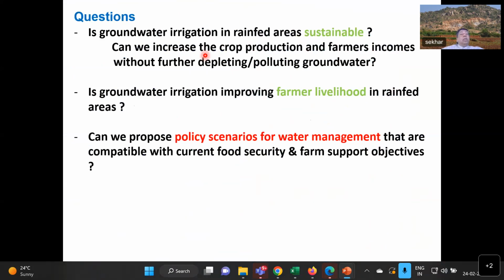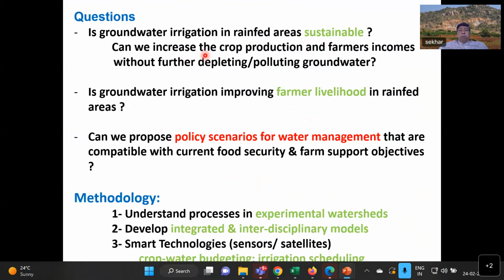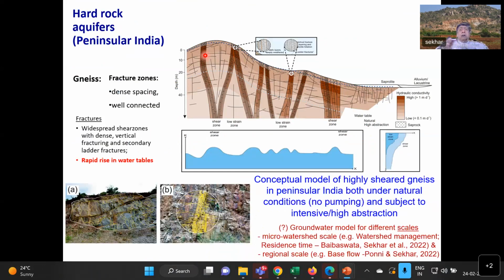Is the groundwater improving the farmers' livelihood? That is important. There is a National Rainfed Area Authority in India, and they are looking at livelihoods, watershed management practices, etc. So there are lots of questions on policy and water management of groundwater, because you have developed all this. That requires a lot of understanding at various levels: regional scale, small scale, technologies, and so on. So I'll give examples of a simple crystalline rock aquifer.